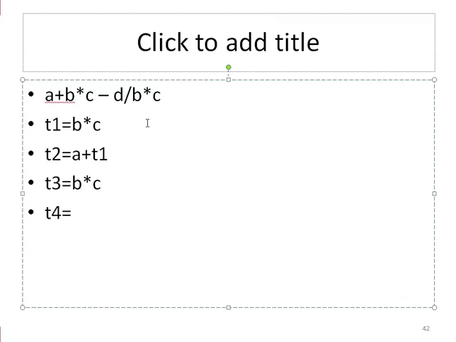T4, which will hold the quotient D over B times C. B times C is already calculated and assigned to T3, so we can say T3. This is also correct as per the requirements of temporary, the three-address representation.